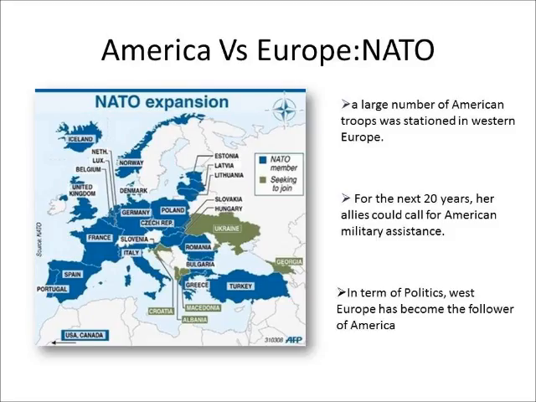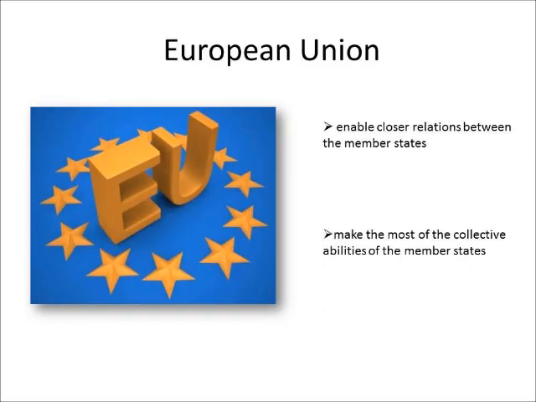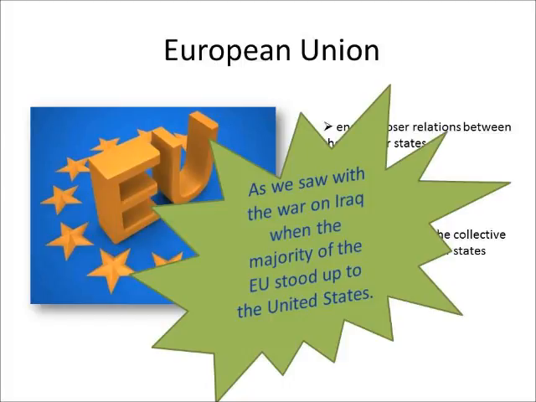After World War II, the U.S. financed the recovery of Western Europe and forged North Atlantic Treaty Organization. In 1993, the European Union was formed and became the counterbalance to the position of the United States as a global superpower. As we saw with the war on Iraq, the majority of the European Union stood up to the United States.